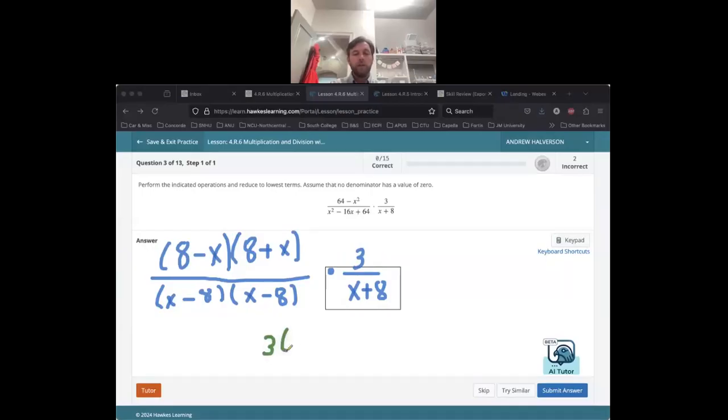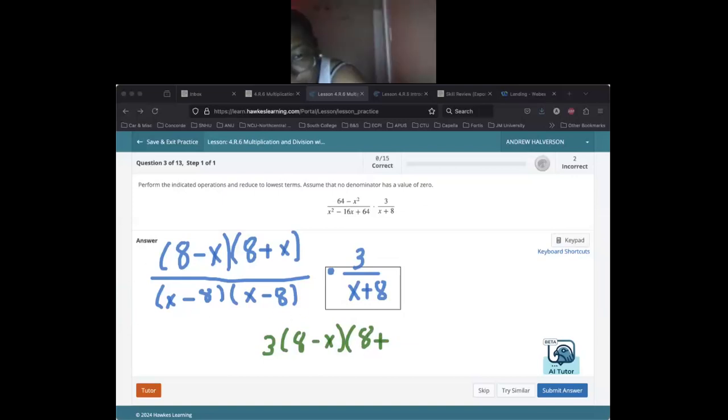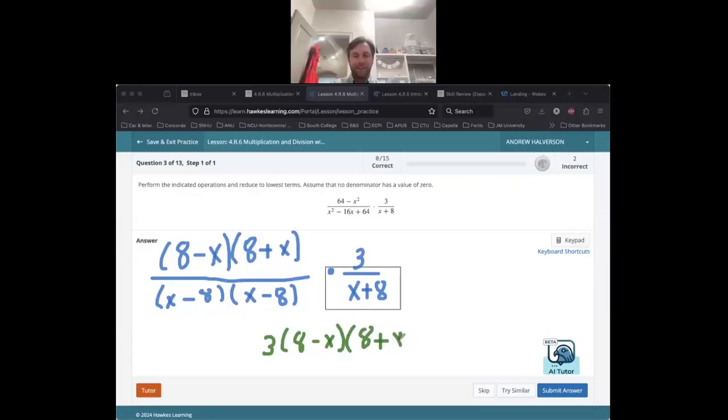3, 8 minus x, 8 plus x. Oops, sorry. Wrong direction. 8 plus x. I did it again. Sorry. Okay, there's my x right there. And then the bottom, x minus 8, x minus 8, x plus 8. All you do is you just write them. You do not actually do any multiplication. Okay?